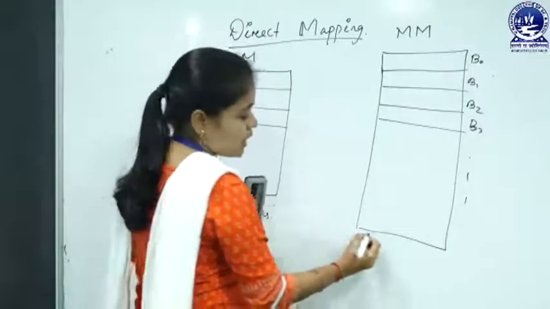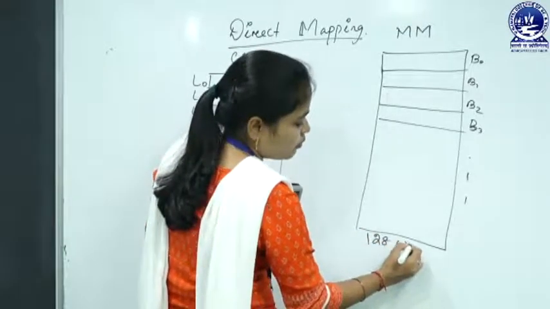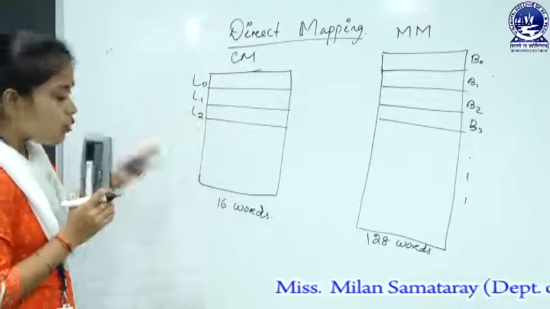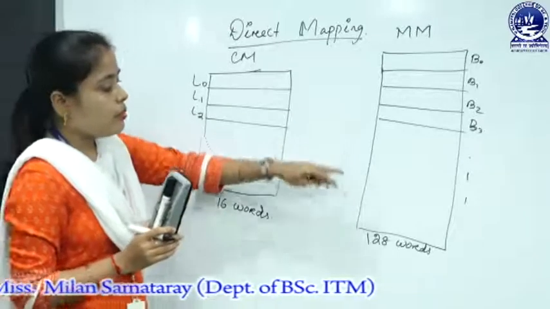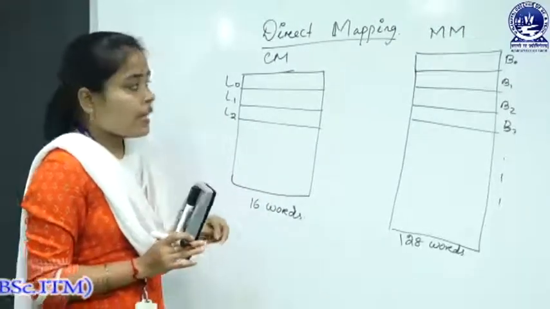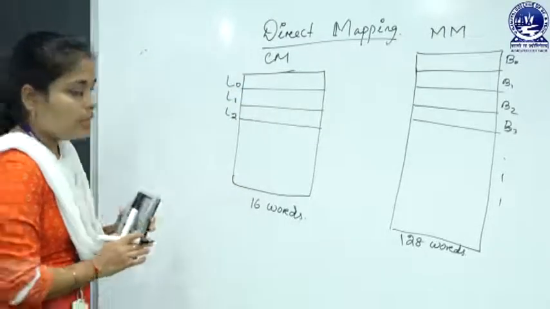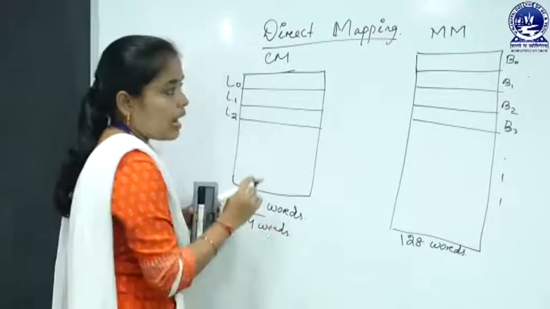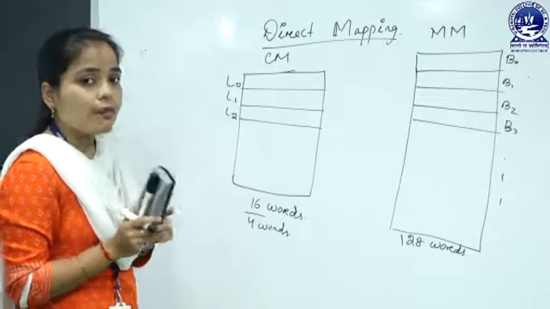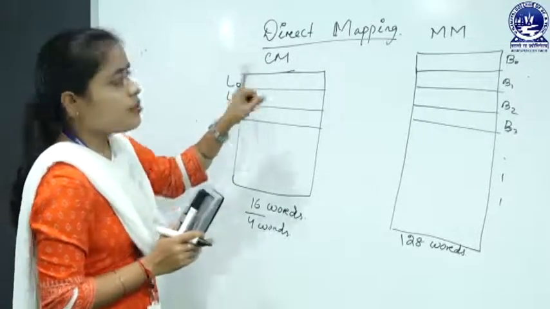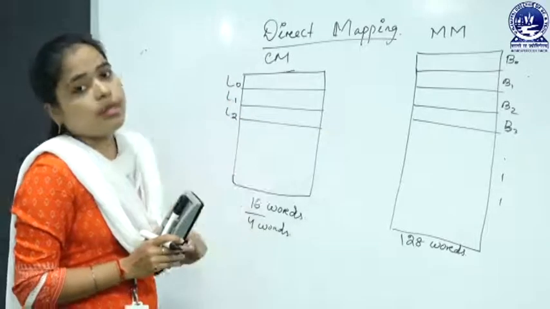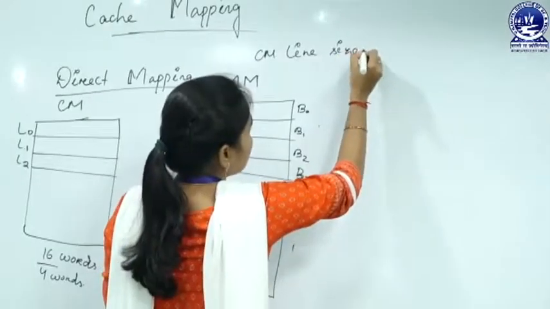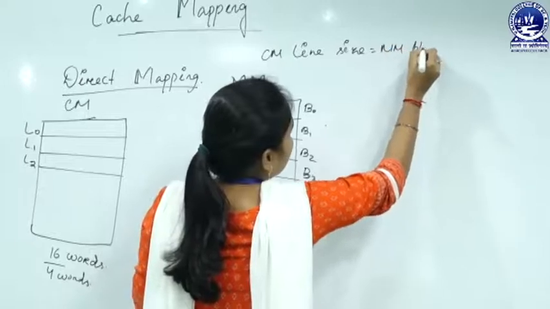Let us take an example that the cache memory size is 16 words and the main memory size is 128 words. That means in the cache memory we can store only 16 words, and in the main memory you can store 128 words, and each line of the cache memory can hold only 4 words. Another concept you have to remember is that the line size of the cache memory is equal to the main memory block size.